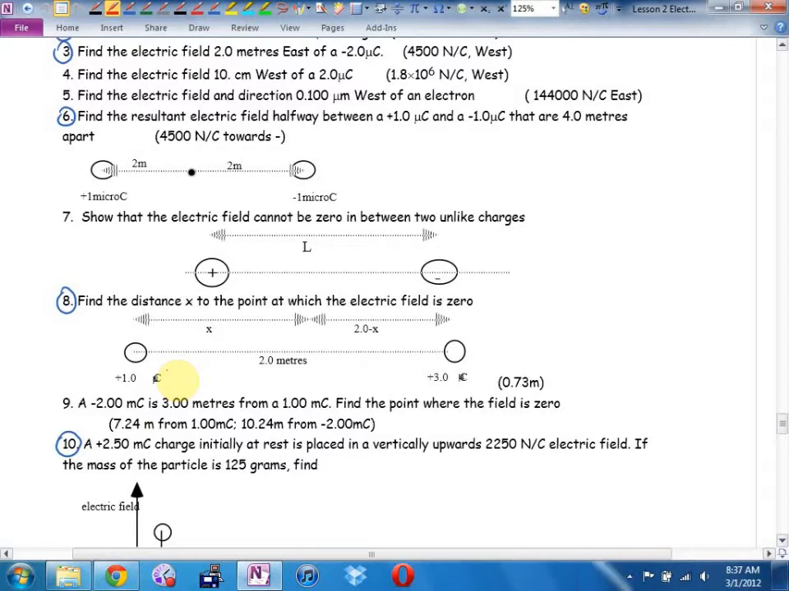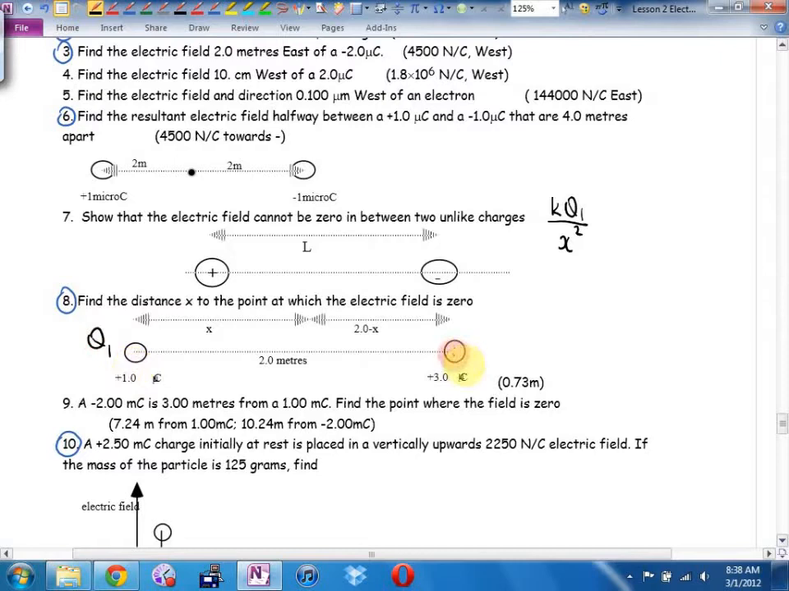Anyhow, Zay, first of all, I realized that this is sending an electric field to the right. This is sending an electric field to the left. They're in opposite directions, so they will cancel each other out. I said, what is this one's electric field? Well, the electric field from this charge is going to be KQ1 over X squared, where this is Q1.